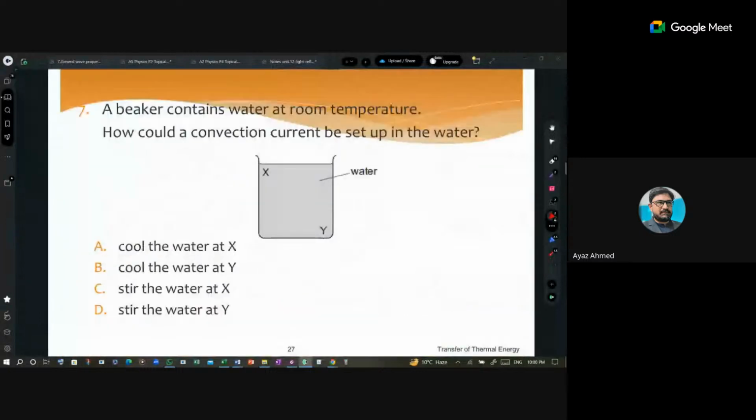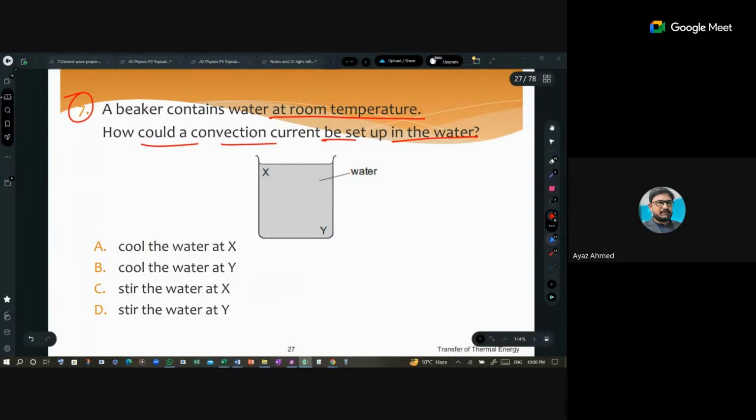So again, I have another one. There are lots of questions which are debatable. A beaker contains water at room temperature. How could a convection current be set up in the water? A, cool the water at X. B, cool the water at Y. C, stir the water at X. D, stir the water at Y.